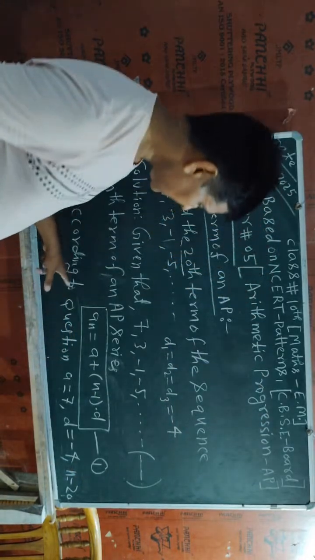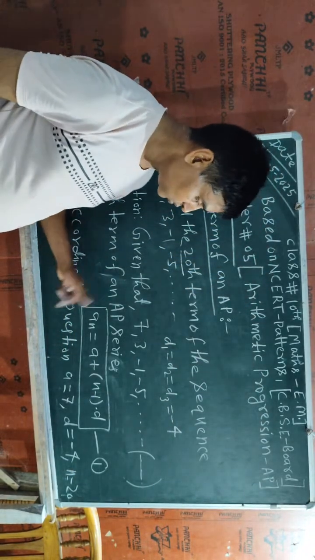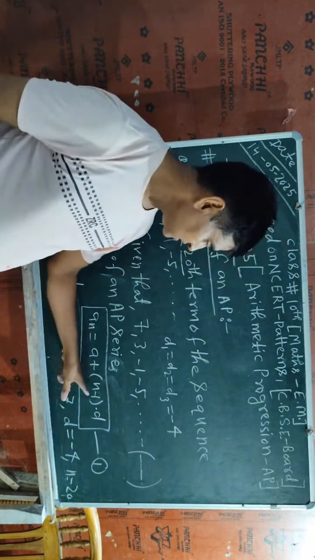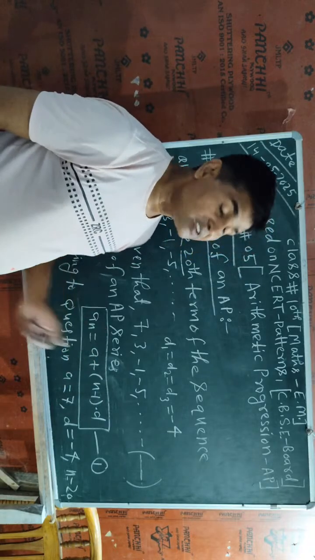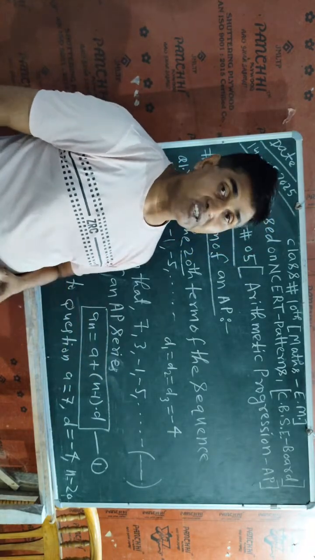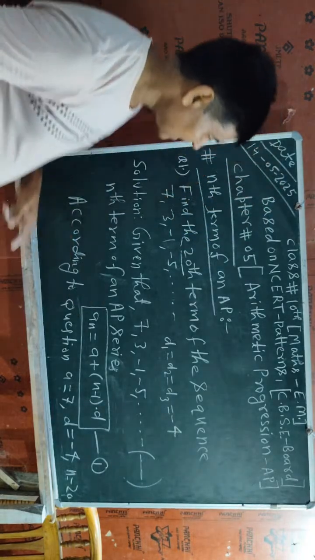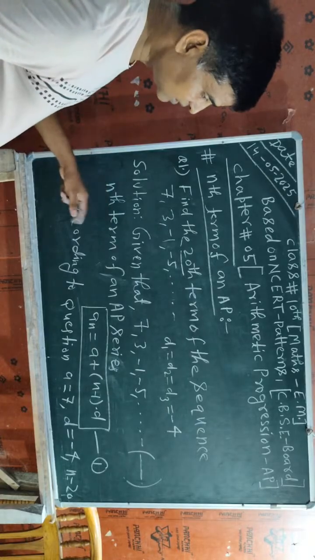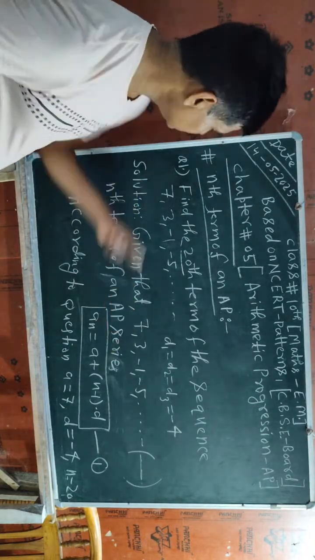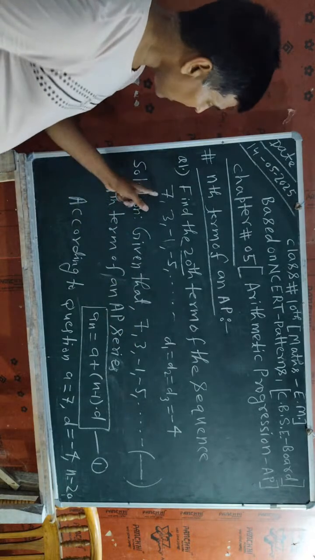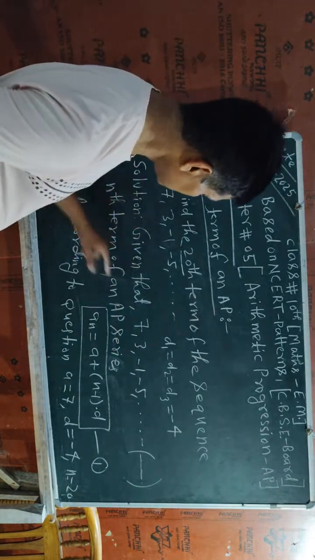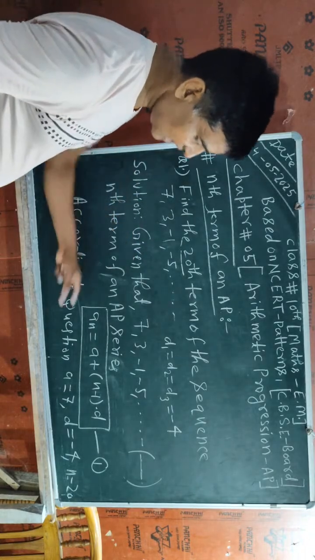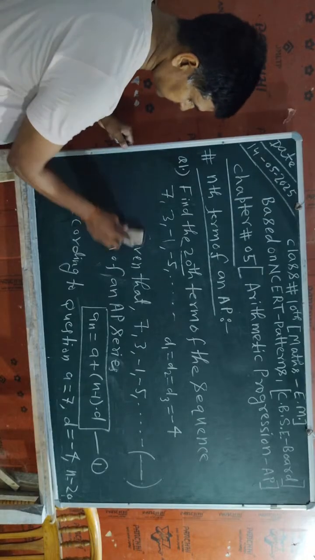Now, I will write a statement. That statement will be: putting the values of a, d, and n in equation number 1 for getting the 20th term of the given AP. Okay, student. So that information I have to write here. Further I am going to erase these data, because they are already available. I am going to erase these two lines. After erasing, I will further calculate the solution.